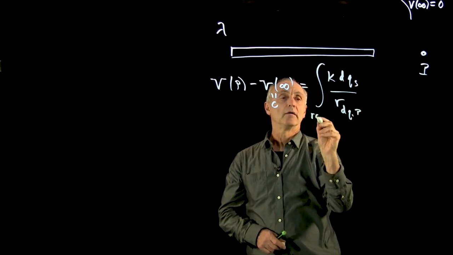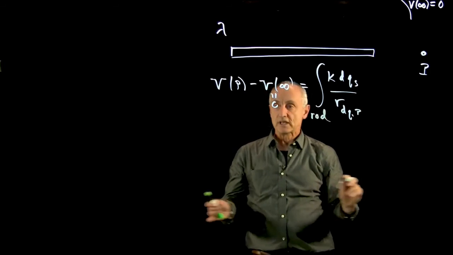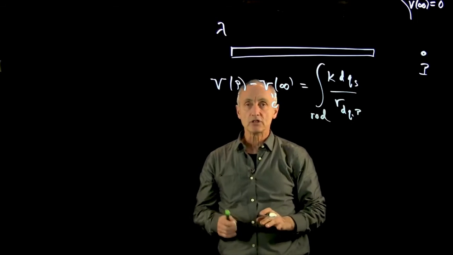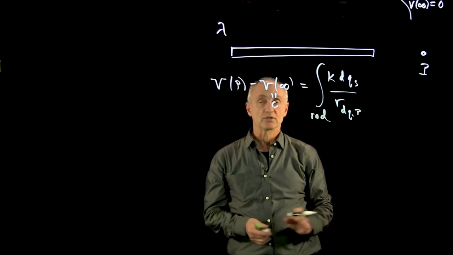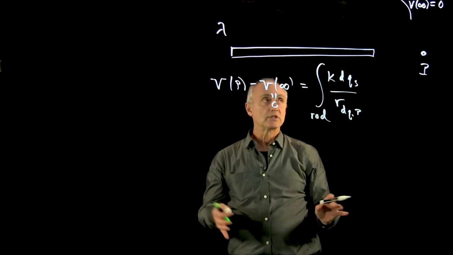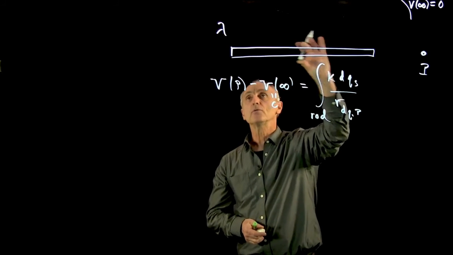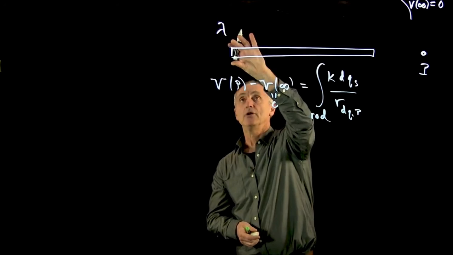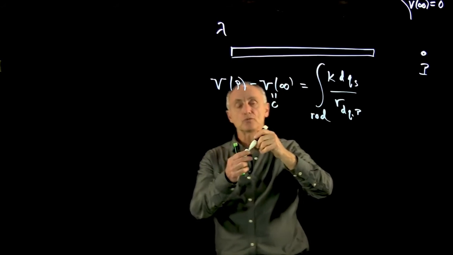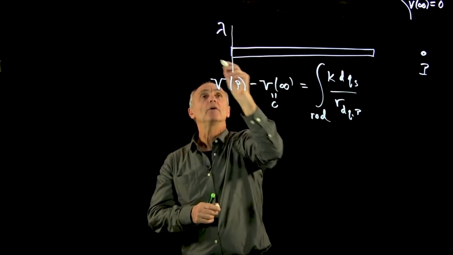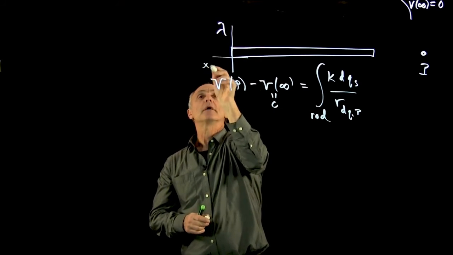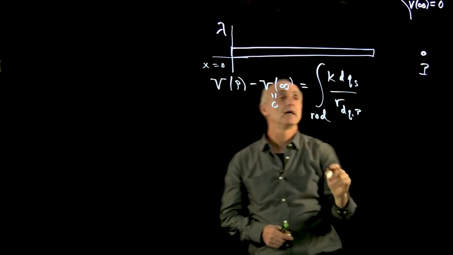integrated over this short rod. Now, once again, the key to all of these calculations is to choose a coordinate system. And I can choose a coordinate system a variety of different ways. I could pick my origin at the center of the rod. I could put my origin here at the end. I'm just going to choose my origin out here. I'm going to call this x equals 0 at the end.